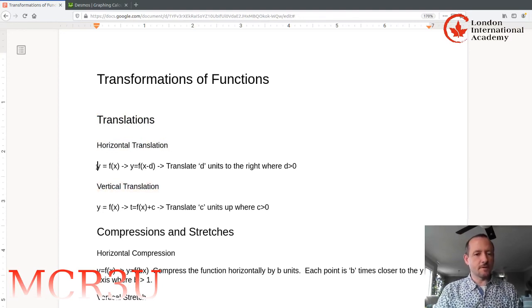If I start with some function y equals f of x, and then I apply a horizontal translation, I just subtract d from x. In the brackets there, every x has d subtracted from it, and that moves the entire function d units to the right. We'll see this soon enough when we do some examples.